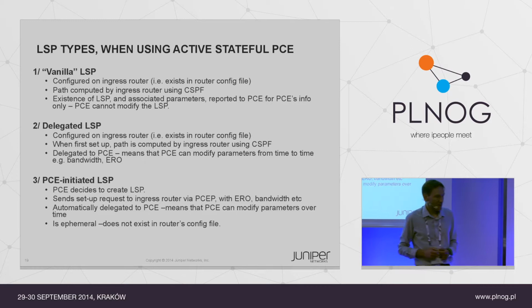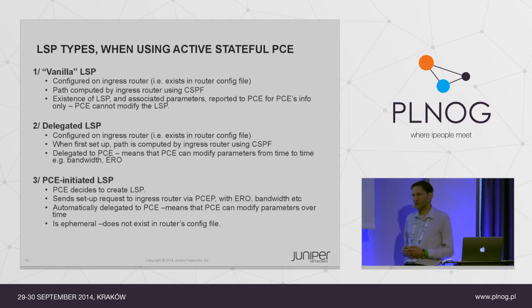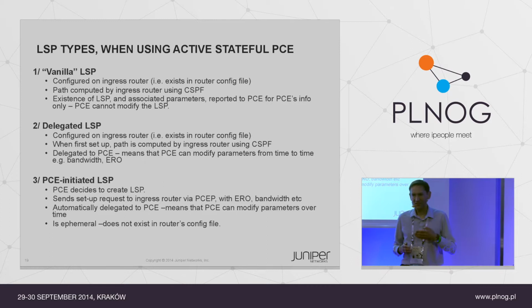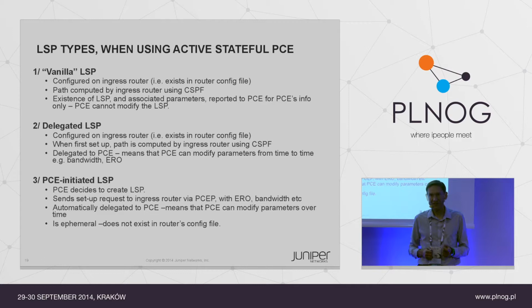Then the third type of LSP is a PCE-initiated LSP. So this is a situation where the PCE has actually decided to set up an LSP completely from scratch. This is an LSP that doesn't exist currently in the network. The controller decides to set up that LSP, signals to the ingress router using PCEP to set it up, and in effect it's sending an order. It's saying to the router, you must set up this LSP with these parameters, and the ingress router signals for that LSP to be set up, and then it replies to the controller saying it's up and running as a confirmation.